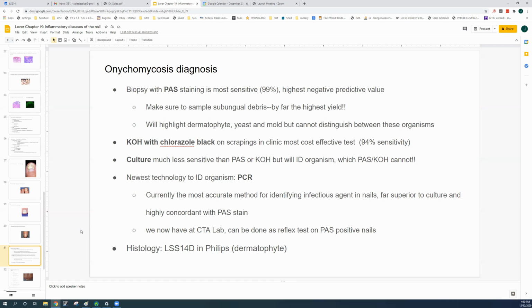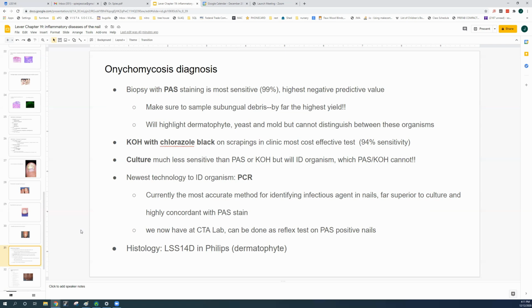However, now, the newest technology to identify organisms, which we're very excited about here at CTA because we see a lot of nails, is PCR. And we've just gotten that up and running in our lab. It's currently the most accurate method for identifying infectious agents in nails. It's far superior to culture and highly concordant with the PAS stain. So we're starting to do it as a reflex test on PAS positive nails.